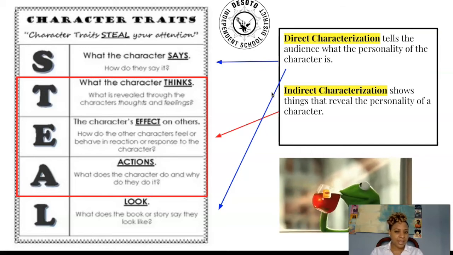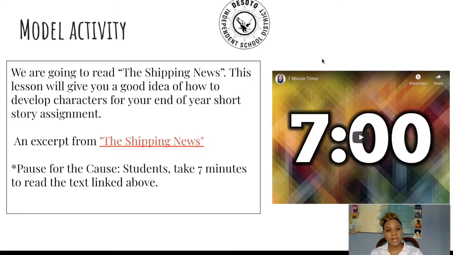Also, remember Kermit and the T. That'll be a good way to help you remember indirect characterization. So now we're at the model activity. Today we're going to read The Shipping News. This lesson will give you a good idea of how to develop characters for your end-of-year short story assignment.